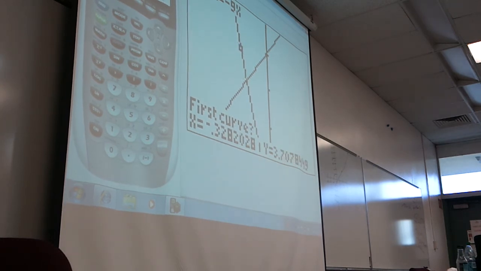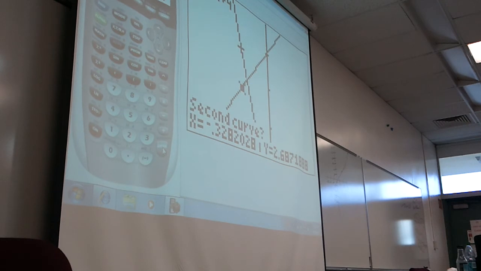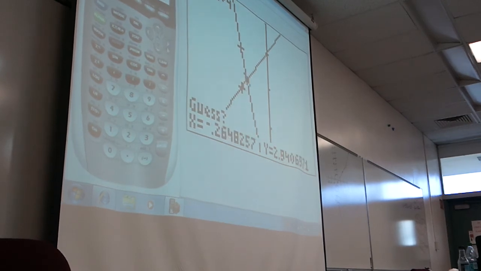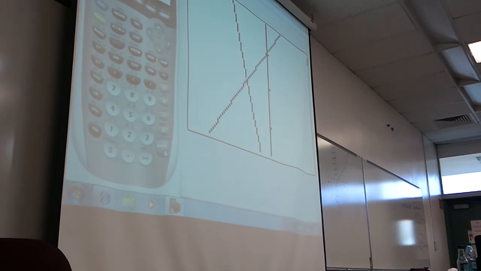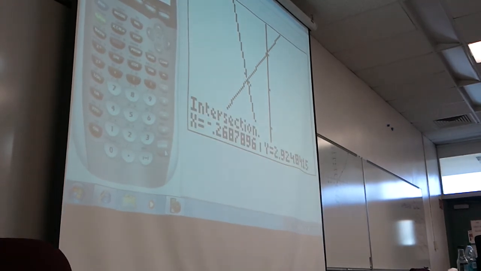So it's going to ask 3 questions. It's going to say first curve, second curve, guess. The minute I say first curve, it bounces to the next curve in the list. And then when I say guess, I just go right to close to where they intersect and hit that. So the shortcut for finding the intersection is put the cursor right on top of the intersection, go to intersect, enter, enter, enter. Because you're already there, right?